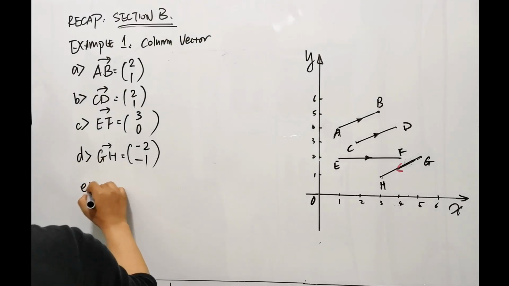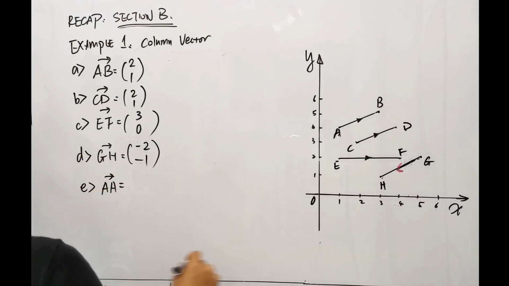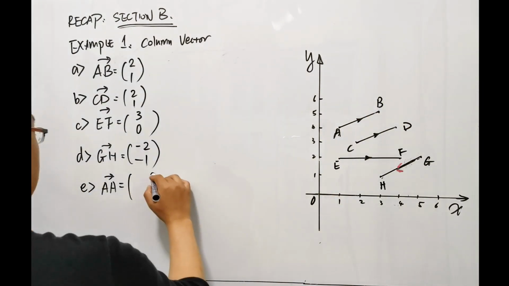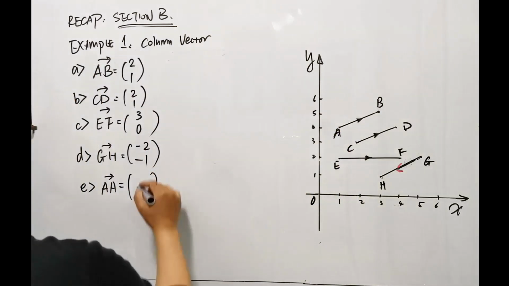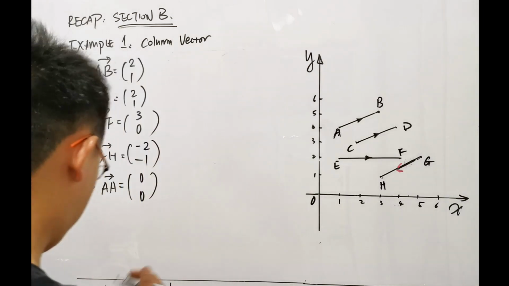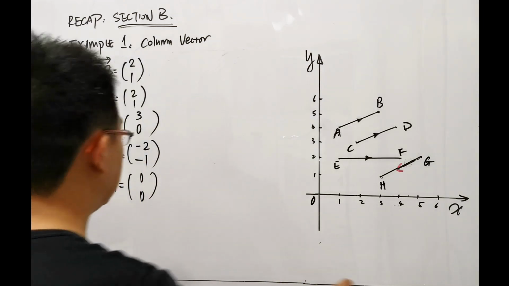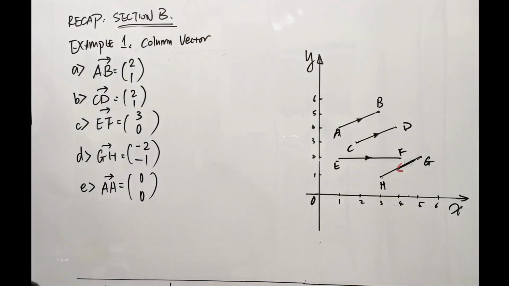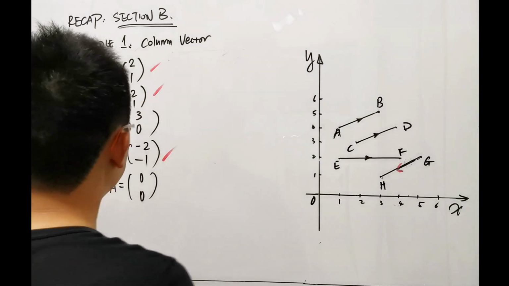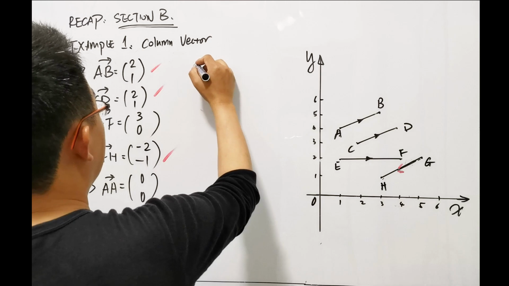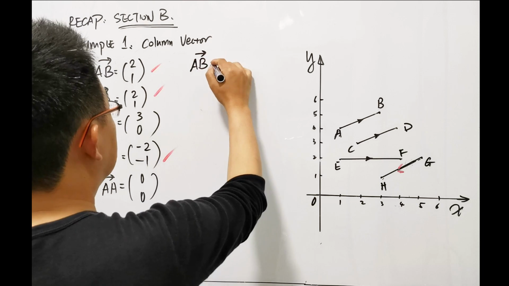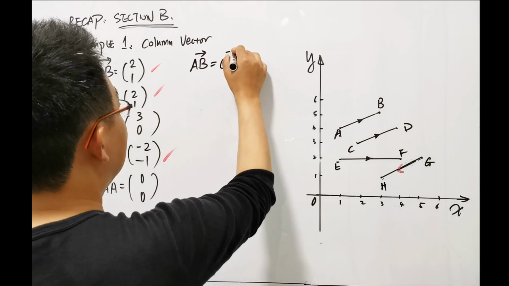Okay, the last one is A to A. From point A, I move to coordinate A, basically it didn't move, it's just in the same location. It's 0, 0, right? So we get all those answers. Okay, from here, we can find out some very useful things for future coordinate calculations. So from here we can see AB in terms of column vector equals CD, right?